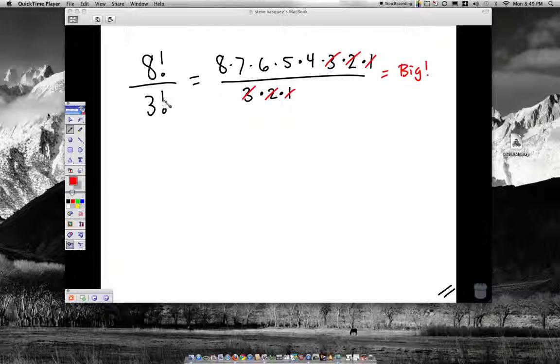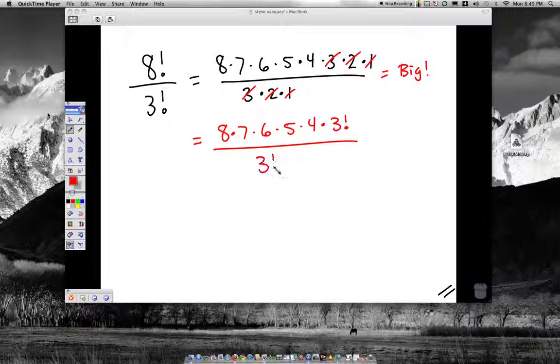Another way of doing 8 factorial over 3 factorial would be to write 8 times 7 times 6 times 5 times 4 times 3 factorial all over 3 factorial, which might save me a little bit of time. I don't have to continue writing out the 3, the 2, and the 1 on the top or on the bottom. I can just say, okay, 3 factorial cancels with 3 factorial. I don't need those anymore, and I get the same answer.